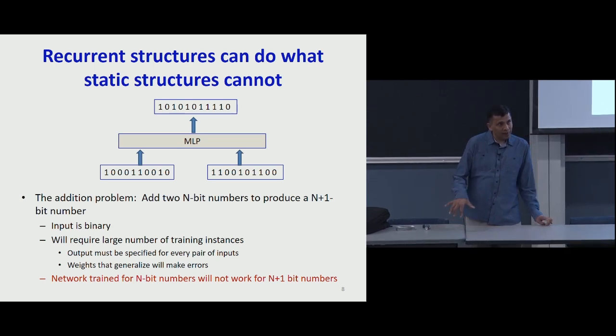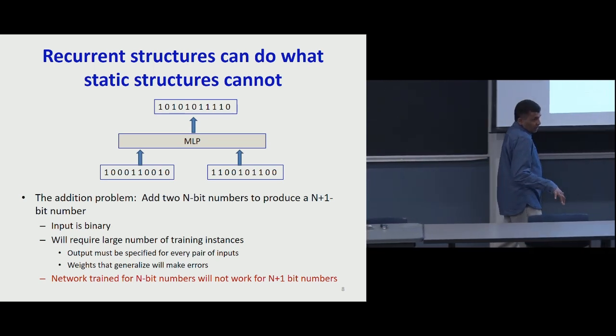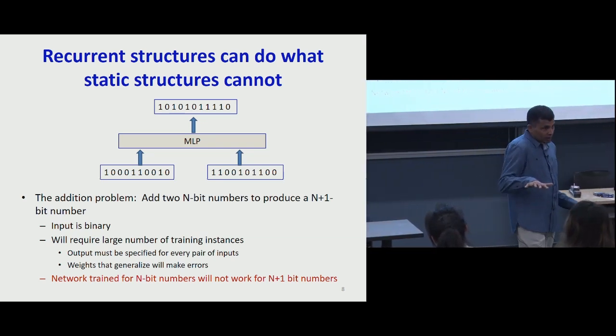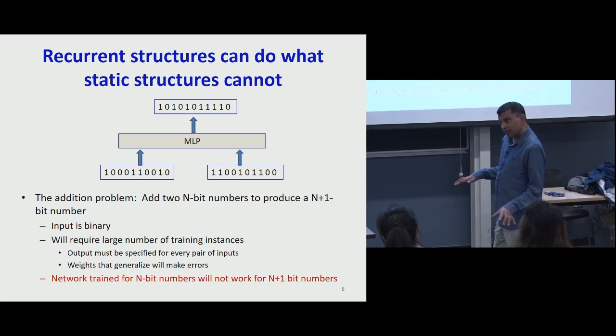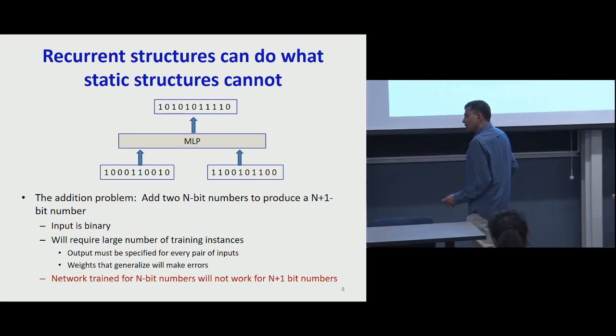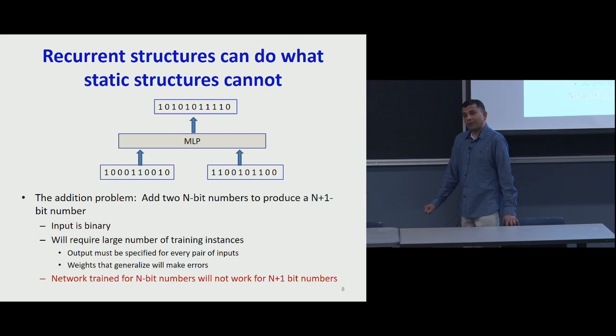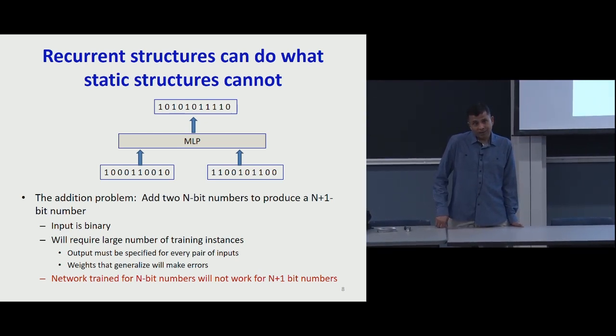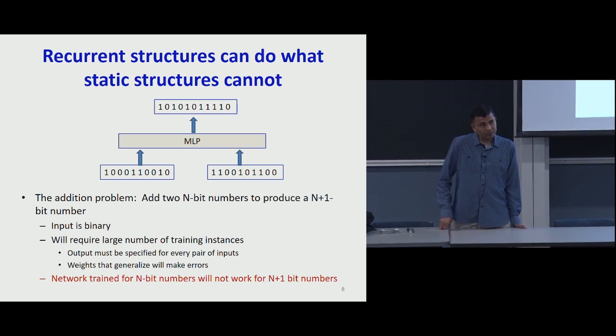Think about it, right? I have two n-bit numbers. The output must be n plus 1 bits, correct? And all that's going in are these two n-bit binary patterns. And you have to create a multi-layer perceptron which does this very simple operation of adding things. How complex will that be? I'll let you think about it. It gets to be large, right?